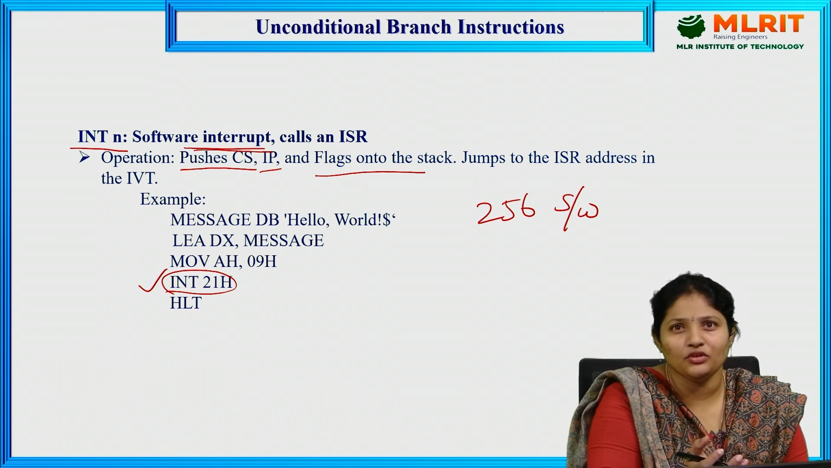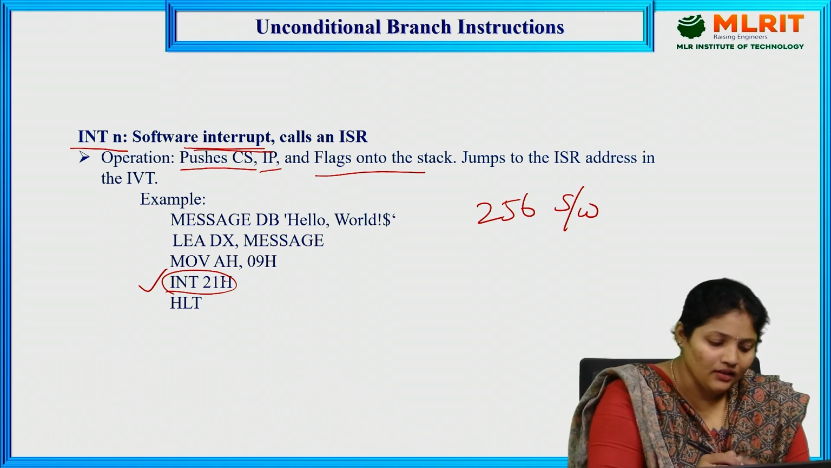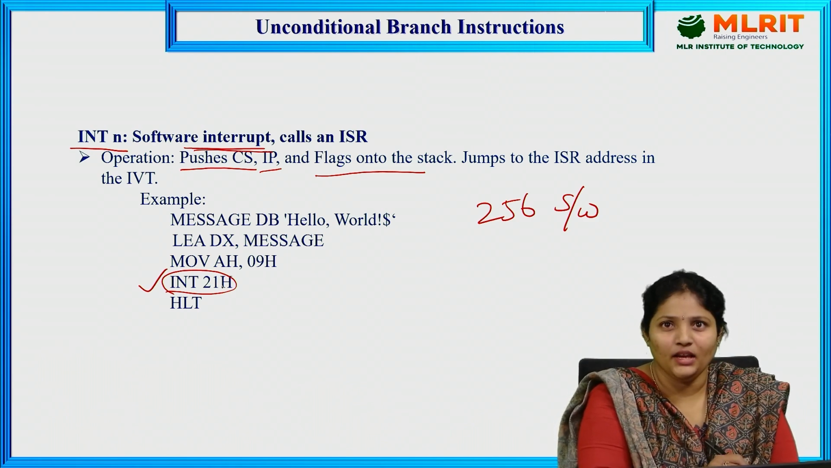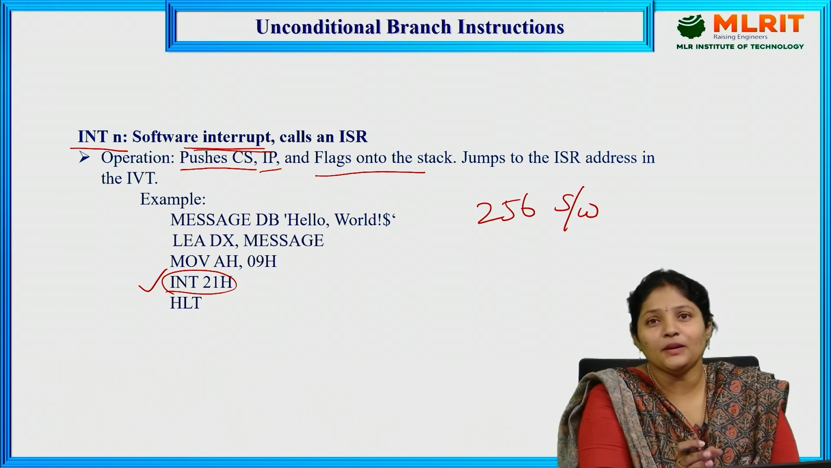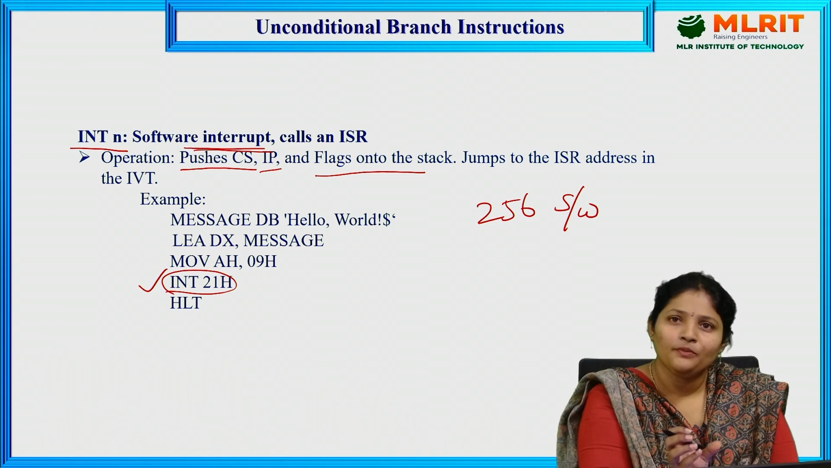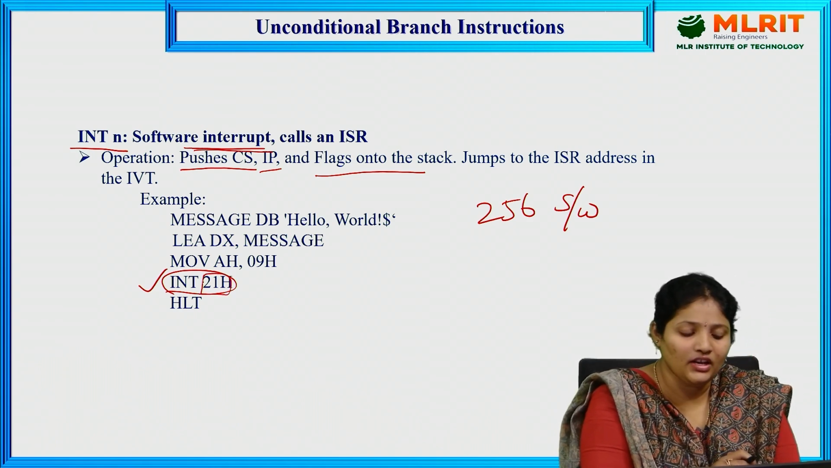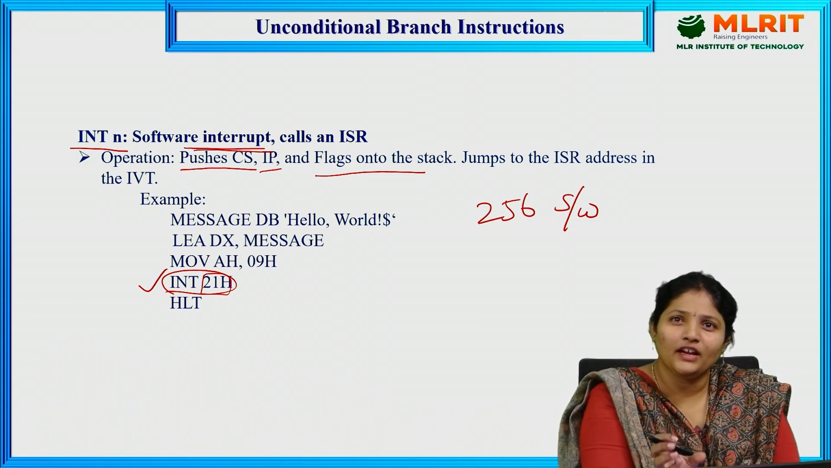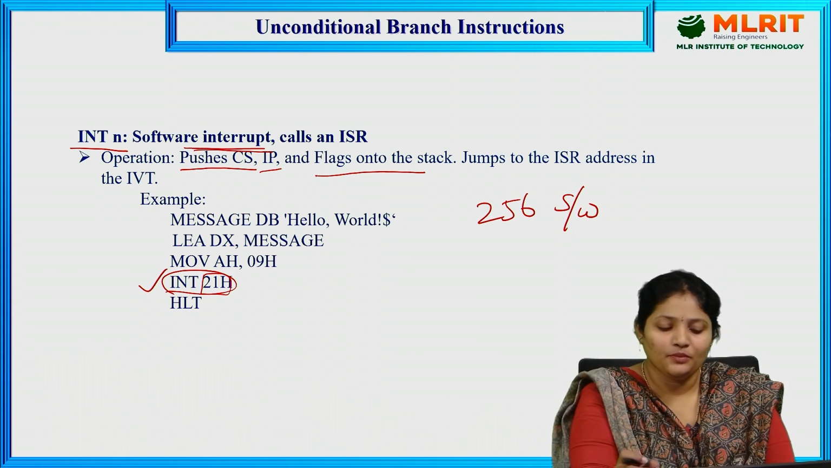How will it jump to the particular location? Whenever the processor finds this interrupt instruction, it will go to the interrupt vector table to find the address of that particular interrupt. Here we have mentioned the 21H interrupt. So it will go to the vector table, find the address of that particular interrupt, and then jump to the interrupt routine.